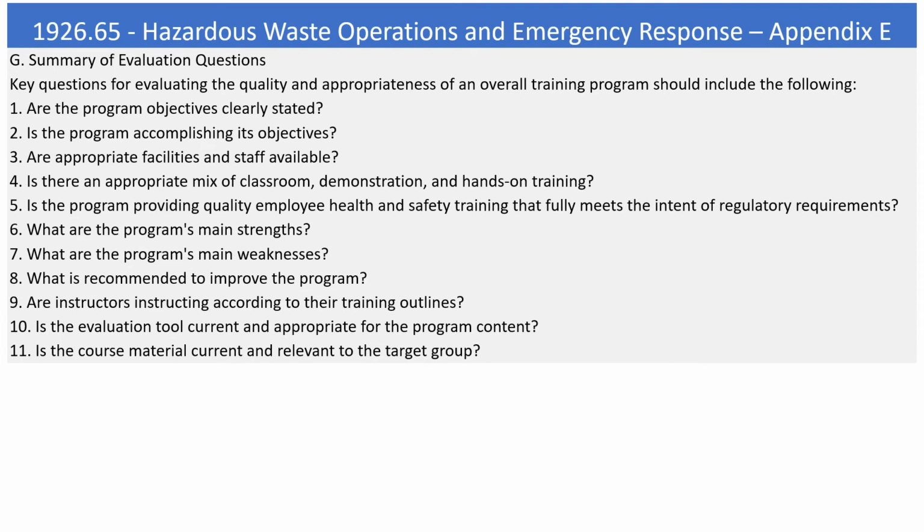G. Summary of evaluation questions. Key questions for evaluating the quality and appropriateness of an overall training program should include the following. 1. Are the program objectives clearly stated? 2. Is the program accomplishing its objectives? 3. Are appropriate facilities and staff available? 4. Is there an appropriate mix of classroom, demonstration, and hands-on training? 5. Is the program providing quality employee health and safety training that fully meets the intent of regulatory requirements?